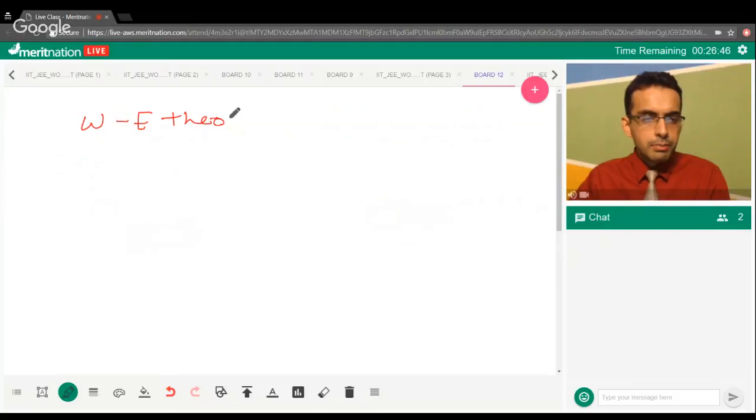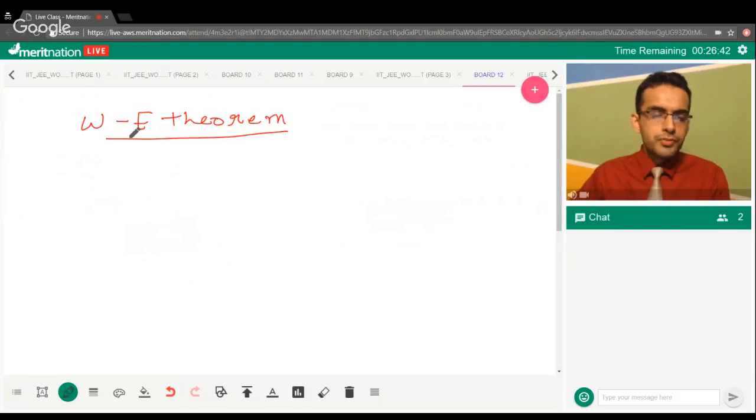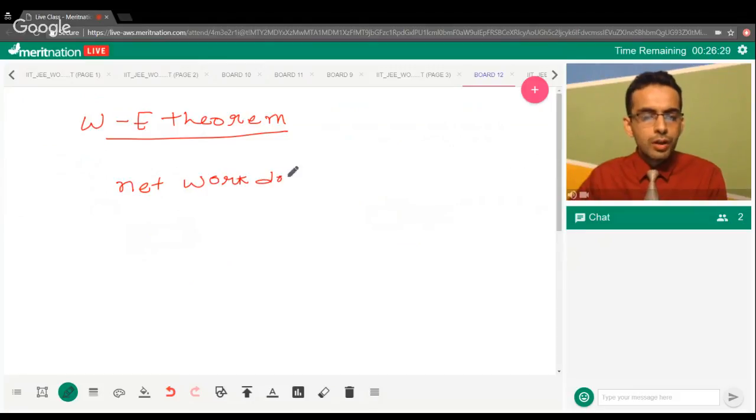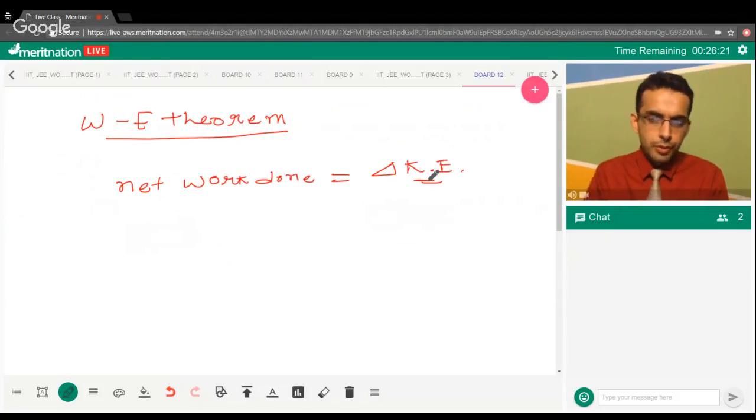We have learned about this theorem. What does this theorem say? This theorem says that the net work done by all the forces on the system is equal to the change in kinetic energy, right. This is the work energy theorem.